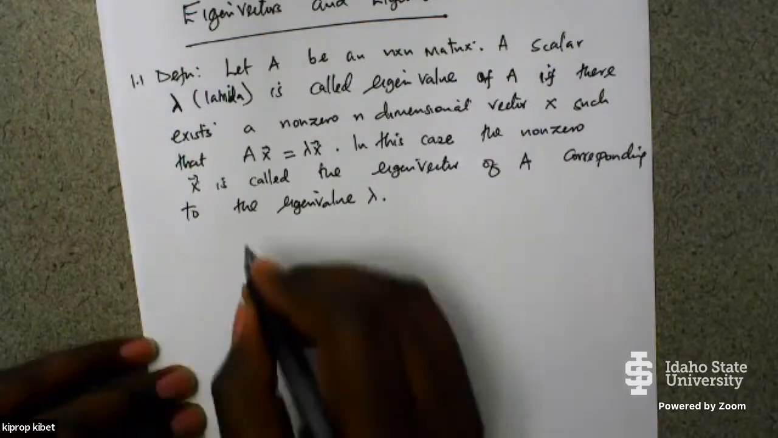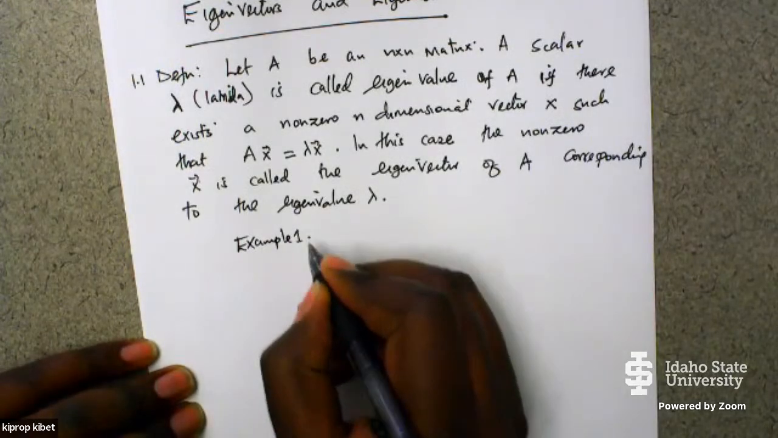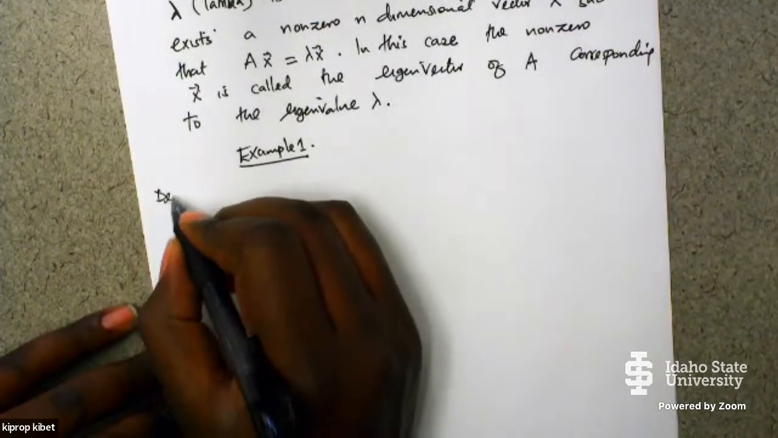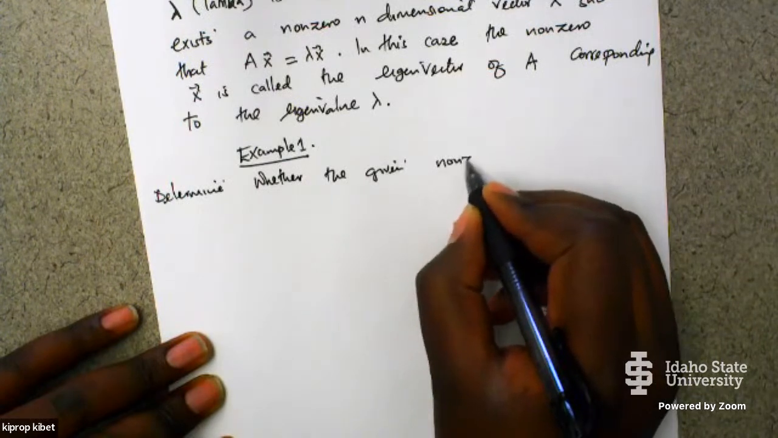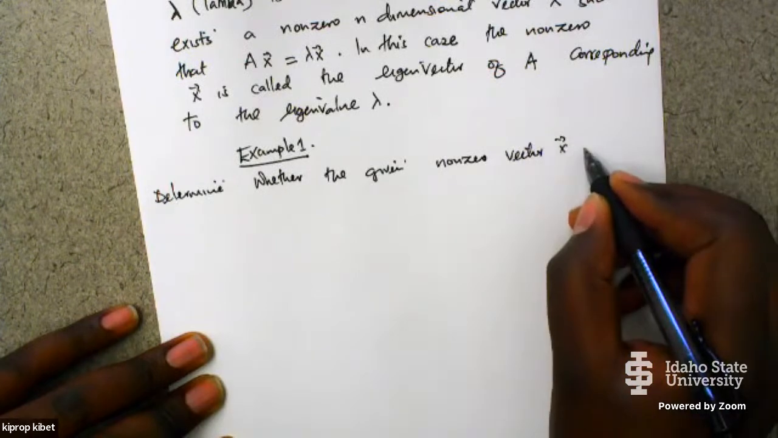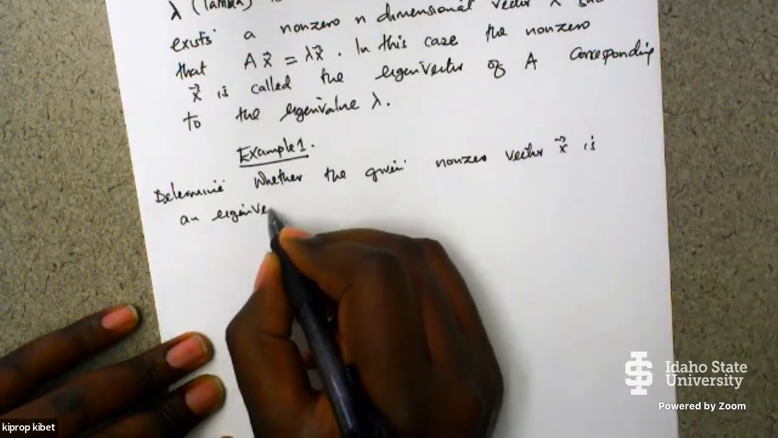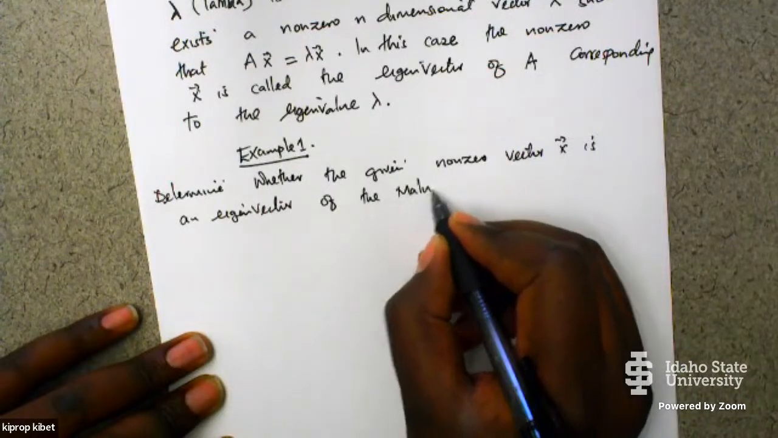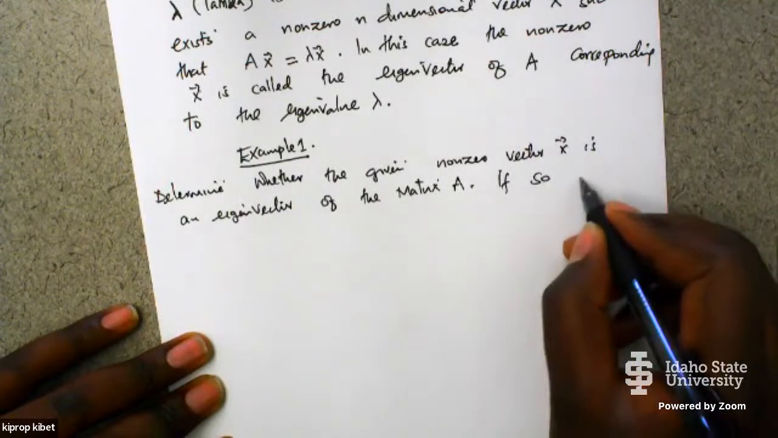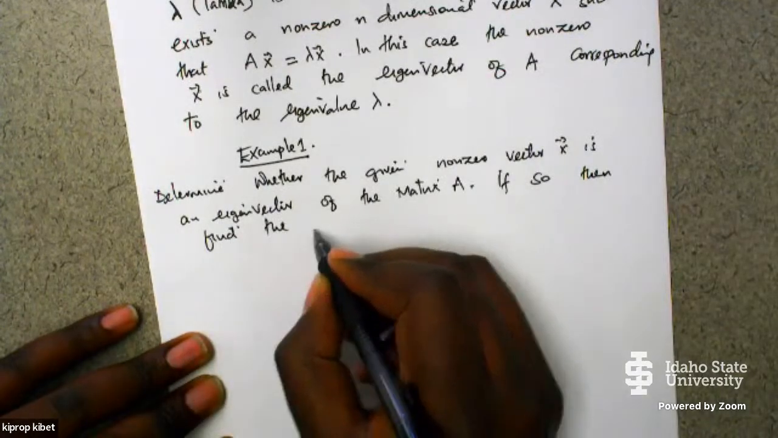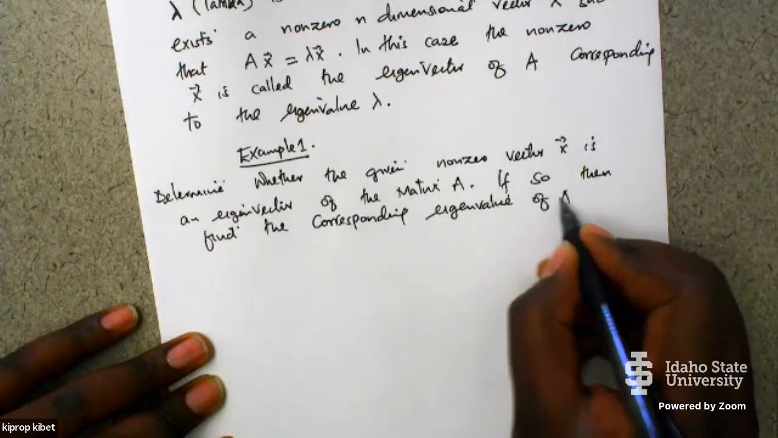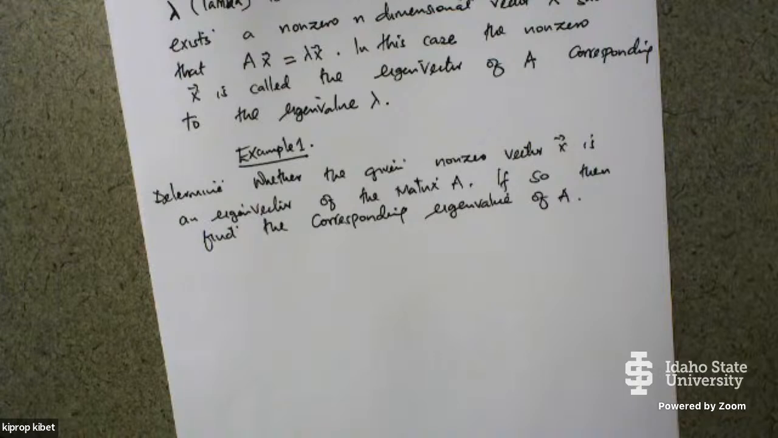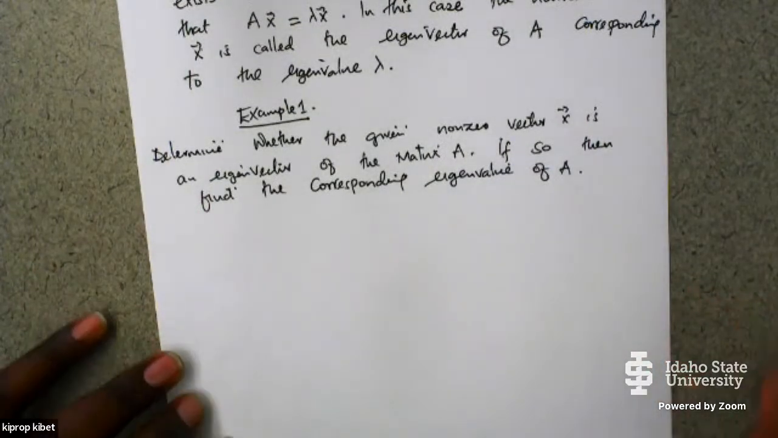For example number 1. Determine whether the given non-zero vector X is an eigenvector of the matrix A. If so, then find the corresponding eigenvalue of A. So determine whether the given vector X is an eigenvector of A. If so, then find the corresponding eigenvalue of A.